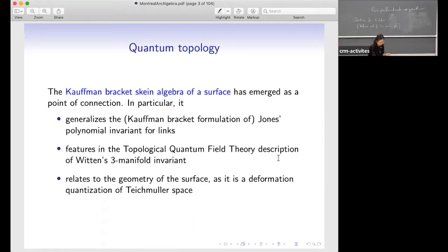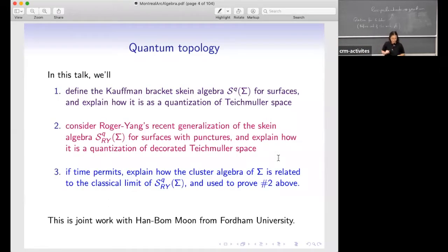So let me see if I had it. Here we go. So that was what I wanted to say. There's the first part, which is what we know about the Kauffman bracket skein algebra and Teichmuller space, which is very important in hyperbolic geometry. And then the second one, we want to generalize it to different kinds of surfaces, different kinds of skein algebras. And then in the third part, if I have time, I'll get into more nitty-gritty. But if we don't get there, it's totally fine.